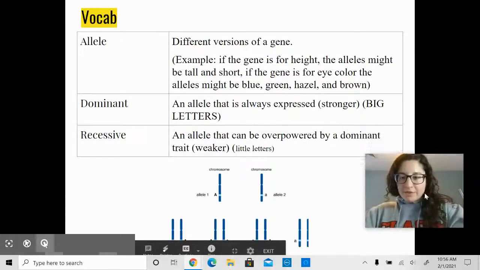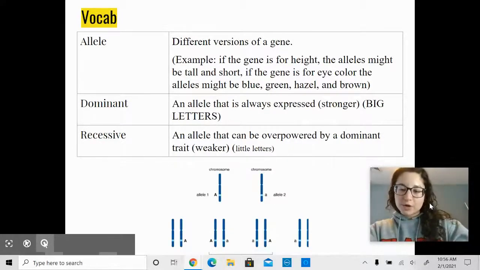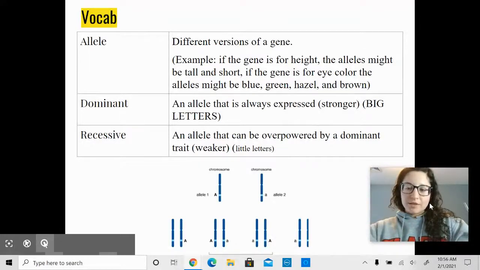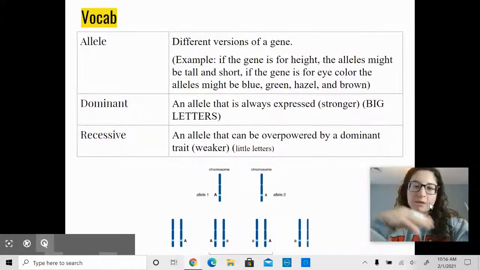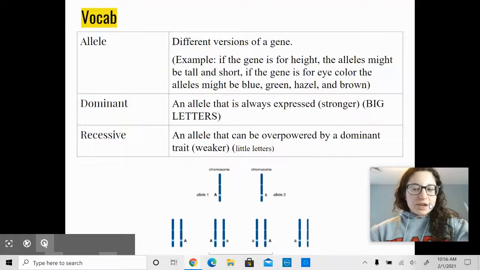When it comes to talking about different traits, like I was saying, we get 46 chromosomes. So 23 come from mom, 23 come from dad, which means you get 2 copies of every single gene. Mom gives you 1 copy of a gene, dad gives you the other copy of a gene. So if we look at this in terms of eye color, you can get a brown-eyed gene from mom and a blue-eyed gene from dad. They're both talking about eye color. They're both talking about the same trait, but there's different versions of these genes, different versions of these traits. Those different versions are called alleles.